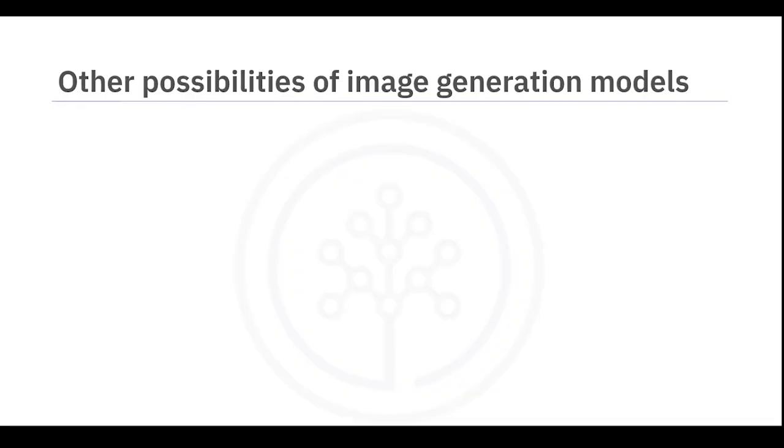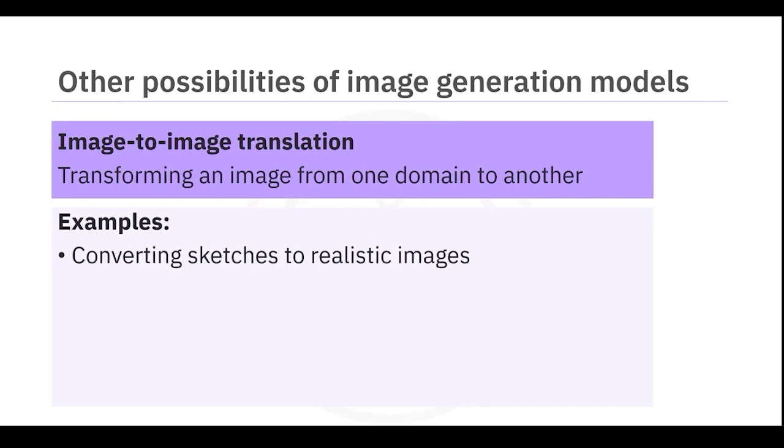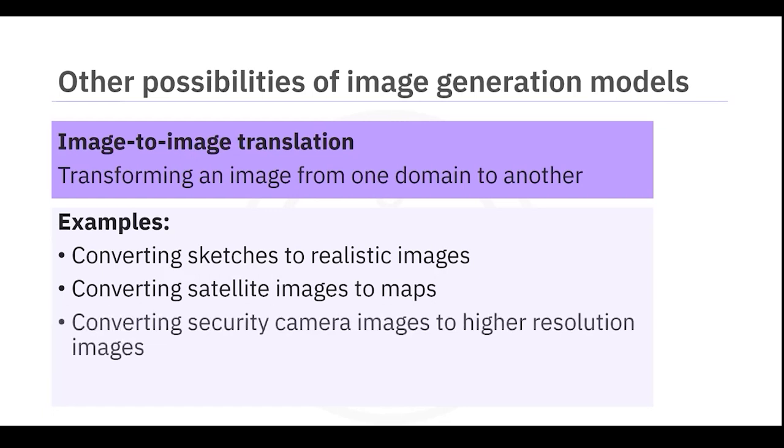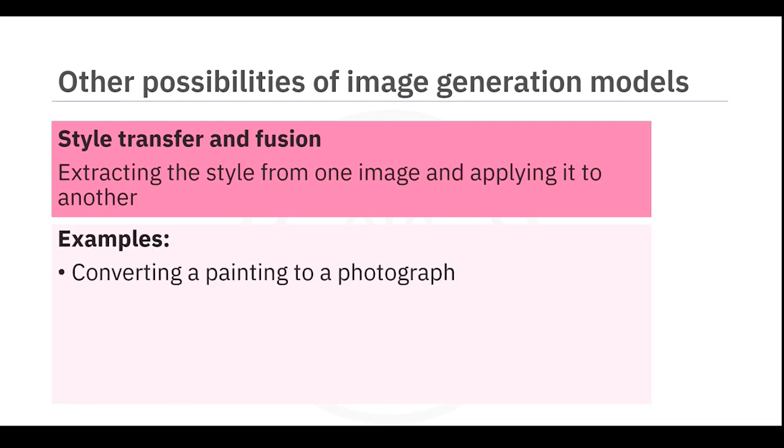Let's look at some more possibilities of image generation models. Image-to-image translation refers to transforming an image from one domain to another while preserving the original matter and style. For example, converting sketches to realistic images, converting satellite images to maps, converting security camera images to higher resolution images, and enhancing detail in medical imaging. Style transfer and fusion involve extracting the style from one image and applying it to another, creating hybrid or fusion images, for example, converting a painting to a photograph.